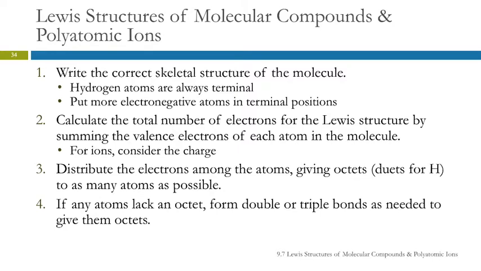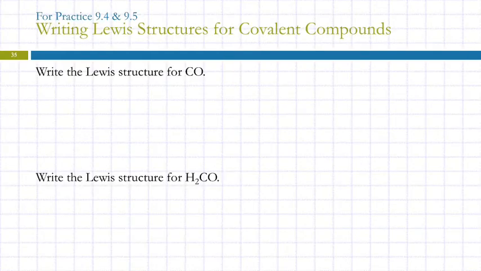So once you're done with that, you can't give out more electrons than you have. If we don't have octets, which sometimes happens, then we're going to form double or triple bonds. So if sharing 2 electrons between 2 atoms isn't enough to give everybody octets, then we maybe need to share some more. So we'll practice this. Write the Lewis structure for carbon monoxide.